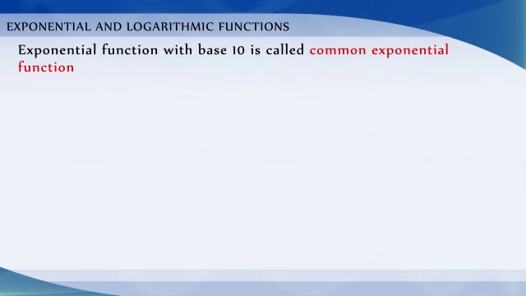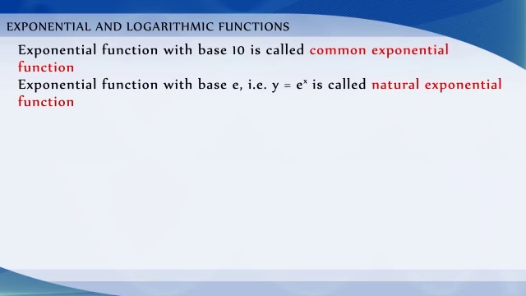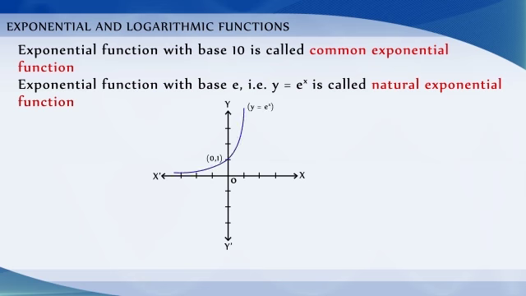Exponential function with base 10 is called the common exponential function. Exponential with base e, that is y = e^x, is called the natural exponential function. The value of e always lies between 2 and 3.